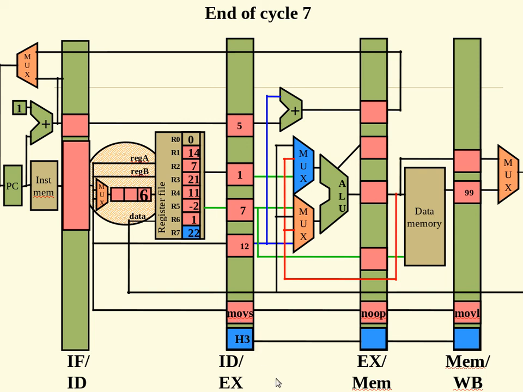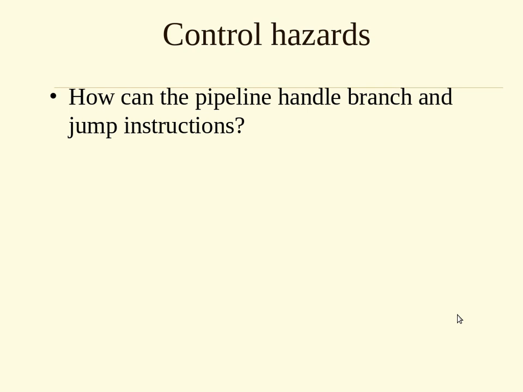Now the move S is here, hazard 3, knows that the move L does have the value. Move S is in this stage. It has the wrong value from the register file, but at least we know now we can forward it because the data has been loaded from memory. Alright, and then we can continue on. Alright, let's go ahead and take a break, and then we'll talk about control hazards.